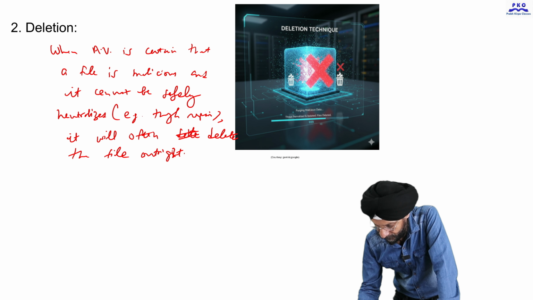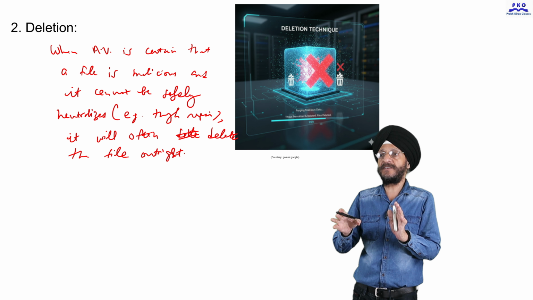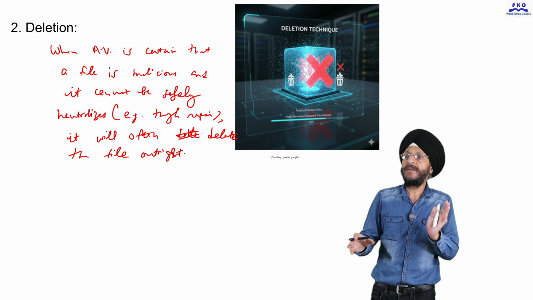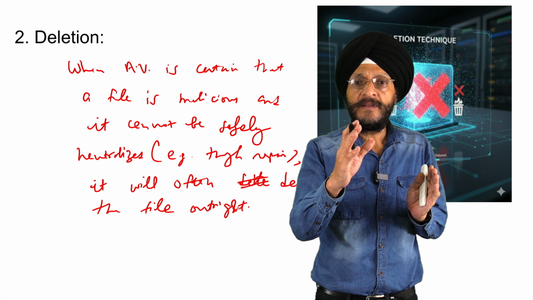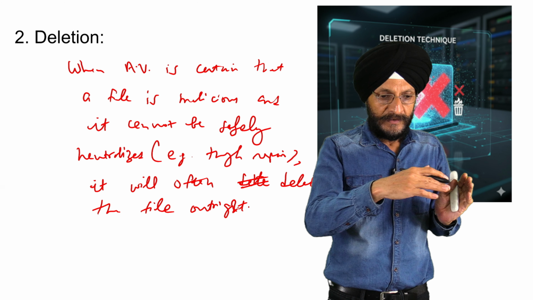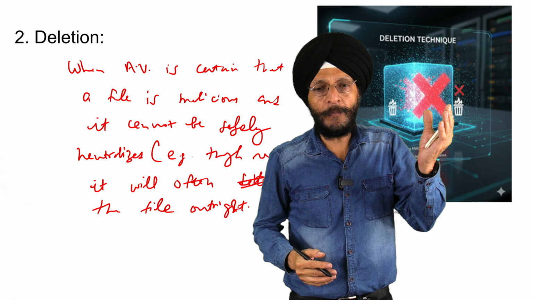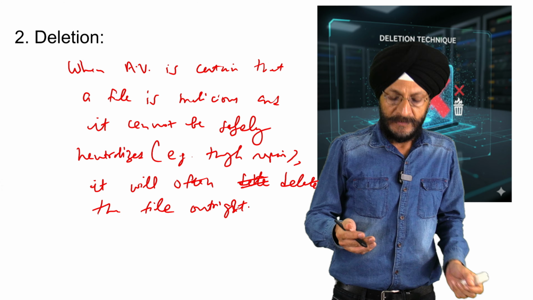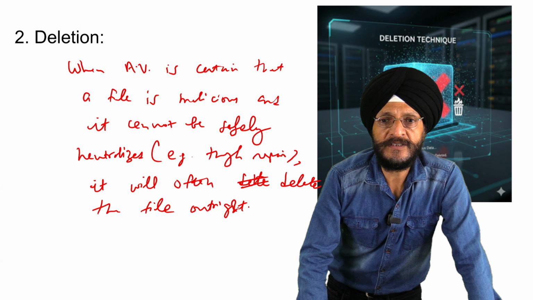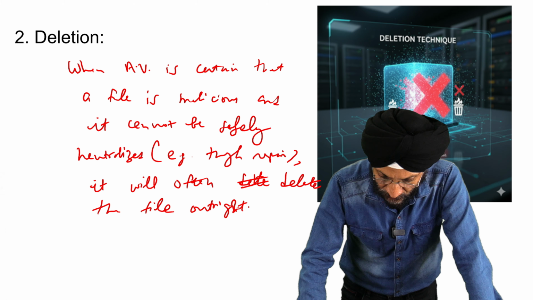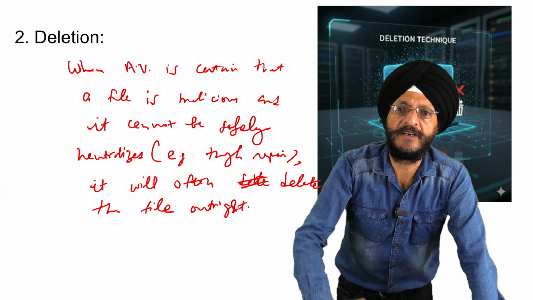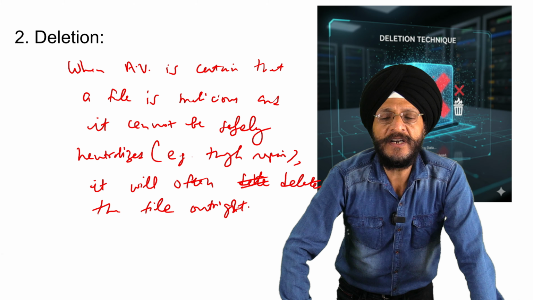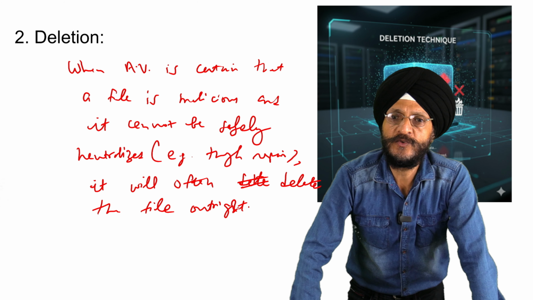because the antivirus software is certain that file is malicious and it cannot be safely brought to a position that it may become safe. Then the antivirus software will often delete the file immediately, because to remove its maliciousness is not possible.